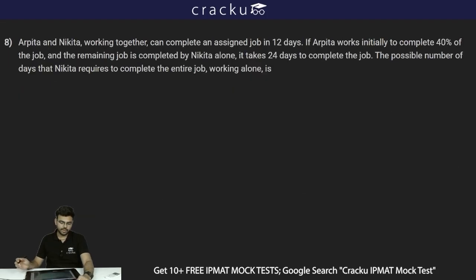Now we have integer type questions. So far we have covered 30 MCQ questions and now we are left with the last 15 integer type questions. So this is the first question for integer.